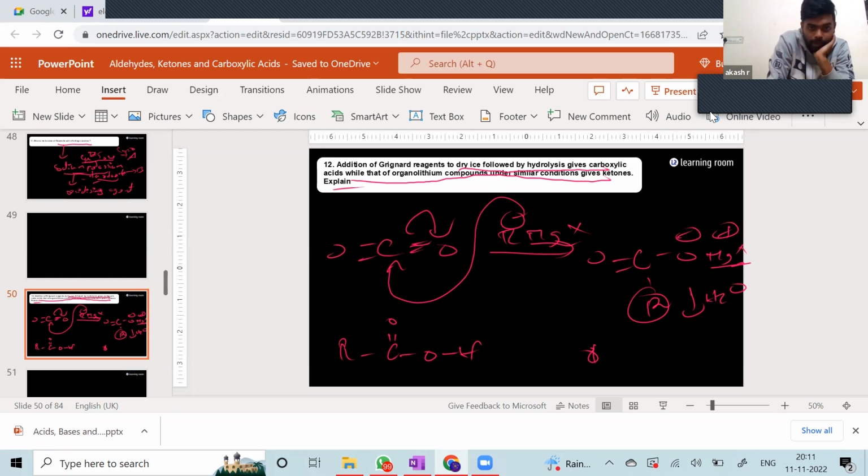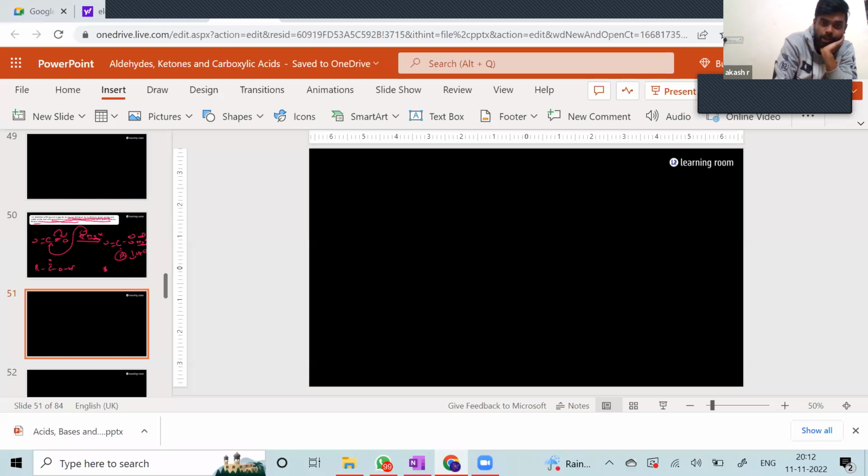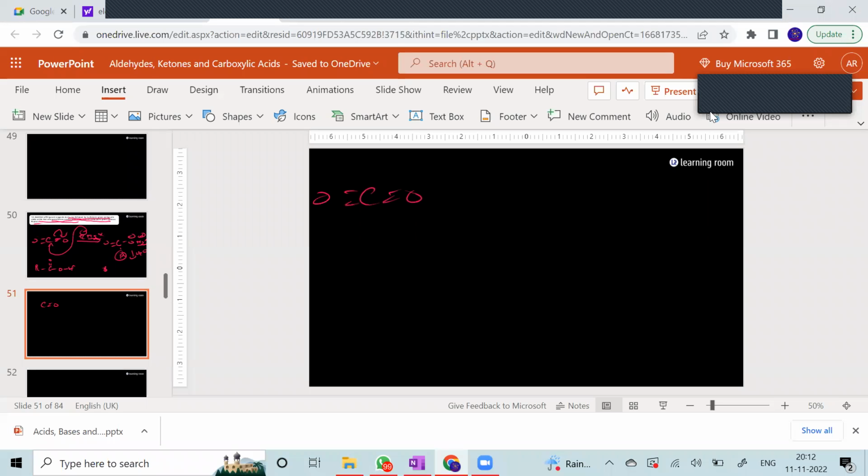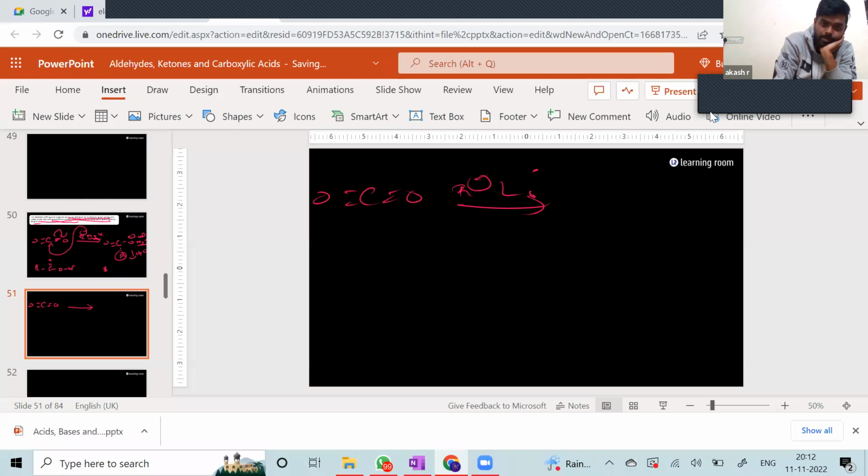Now, when I'm going to use organolithium, none of these things are under your syllabus. I don't know why they're asking you all these questions. Organolithium compounds, that is, organometallic compounds. So we are going to have R minus and Li plus basically. This is what is going to be an organolithium compound. The same mechanism would happen, and you are going to form RCOOH.